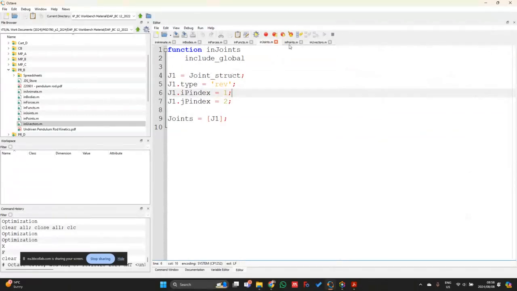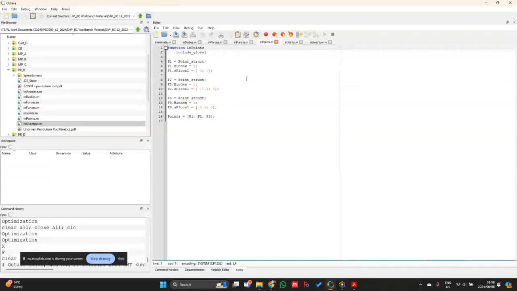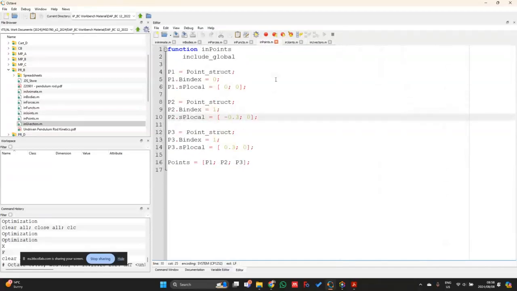So then we can also head to in-joints. And before I actually look at in-joints, I think we should have a look at in-points first, since the in-joints file depends on the points that we specify. So in my case, I specified 3 different points. You could have also gotten away with just specifying 2 different points. Point 3 is simply for visualization purposes. So if you perhaps wanted to place this under inanimate, that would have also been fine.